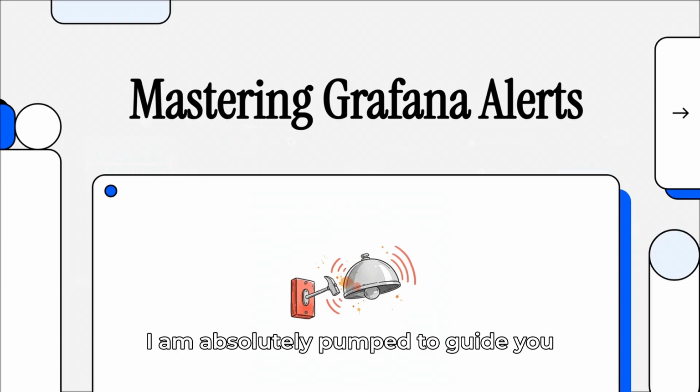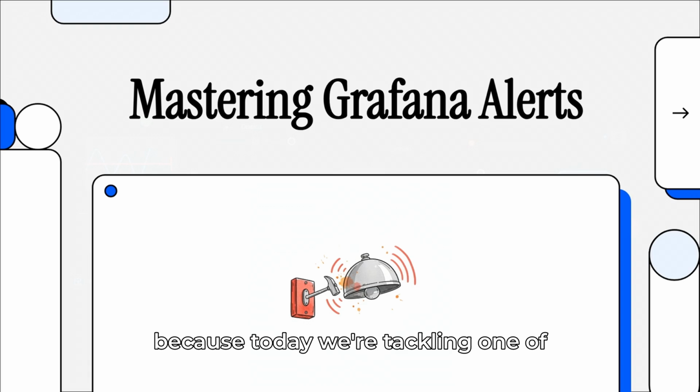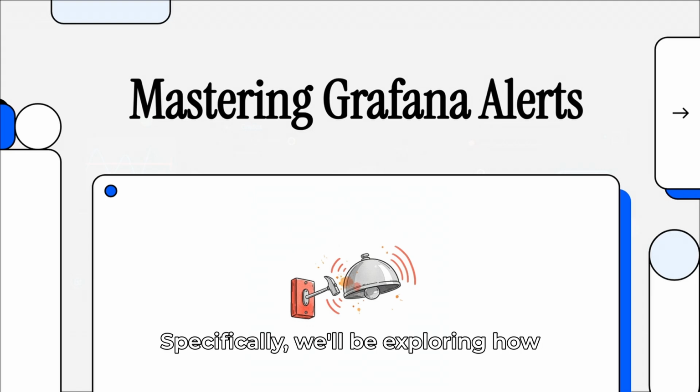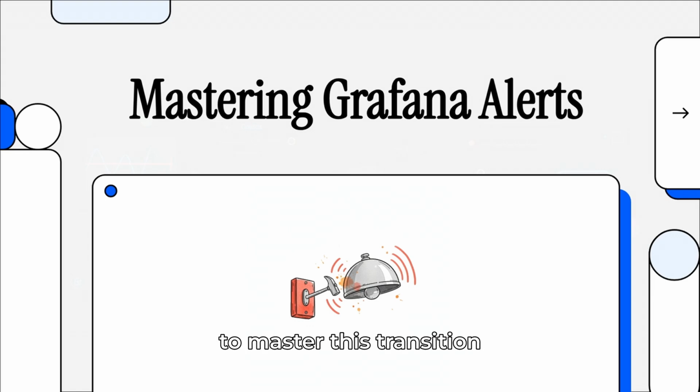I am absolutely pumped to guide you through this material because today we're tackling one of the most critical transformations in all of observability. We're going to take a calm, step-by-step look at how to take your monitoring strategy from completely passive to powerfully active. Specifically, we'll be exploring how to master this transition using a local Grafana OSS instance, which you can easily spin up right on macOS. Let's get started.